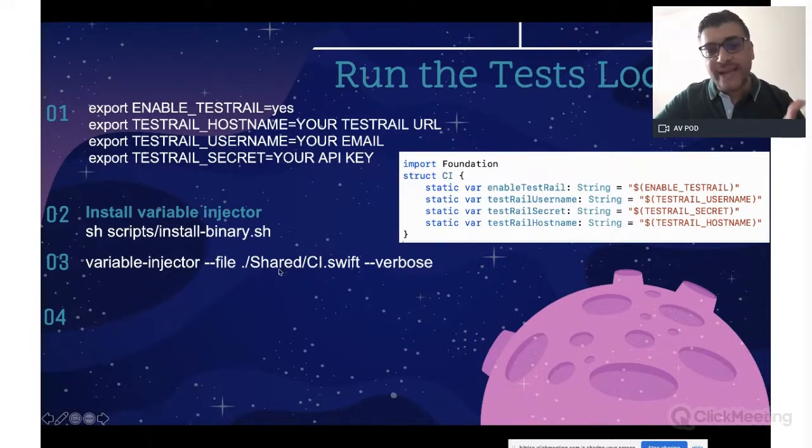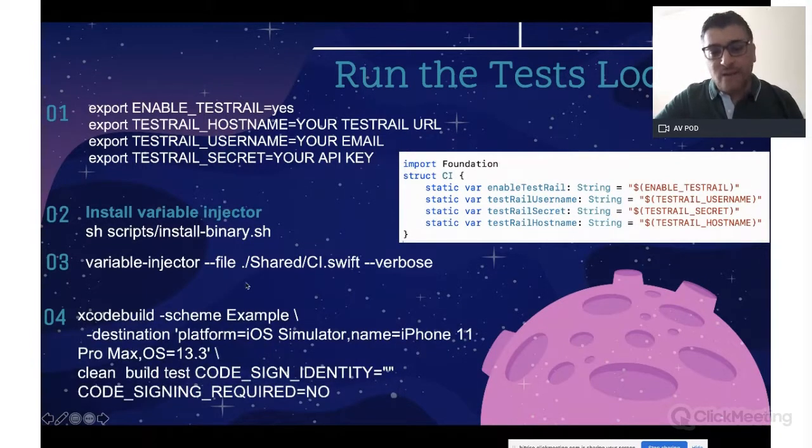The file is located in the shared folder, and this is the CI Swift file. After that, you will notice that these variables are changed to the values that you entered in the environment variables. Then you can build your application normally from the command line, or run the tests from the command line using xcodebuild, or you can run it from Xcode if you want. And these are the only 4 steps if you want to run it locally.